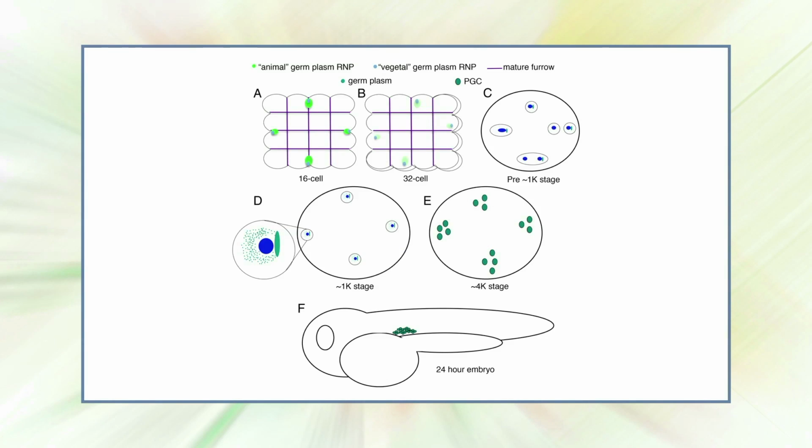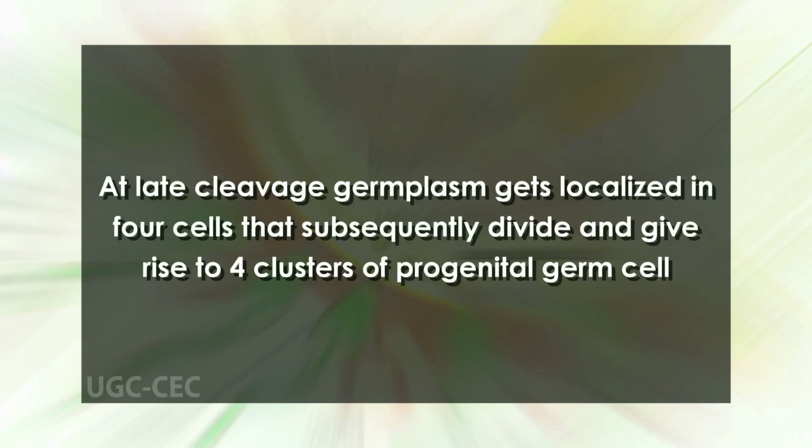The germplasm of zebrafish is composed of granules, mitochondria, and mRNA that are localized in the cleavage furrow of the early dividing egg. At late cleavage, the germplasm gets localized in 4 cells that subsequently divide and give rise to 4 clusters of progenitor germ cells.